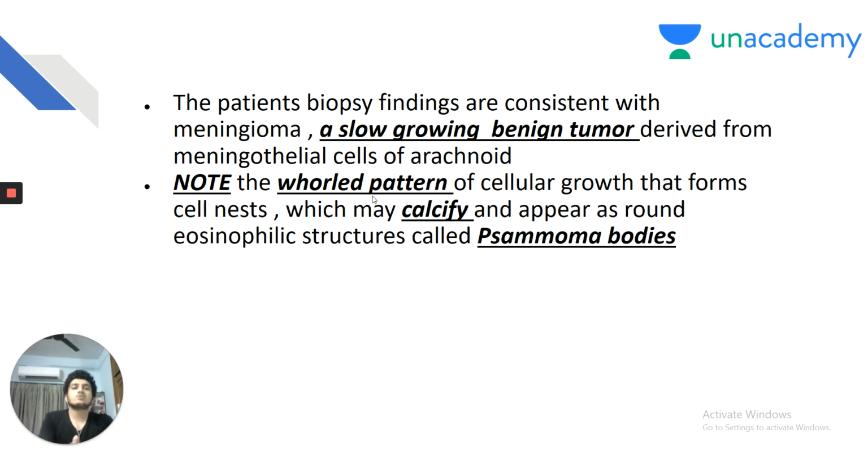So, the patient biopsy findings are consistent with meningioma, a slow-growing benign tumor derived from meningothelial cells of the arachnoid. Note the whorled pattern of the cellular growth that forms cell nests, which may calcify and appear as rounded eosinophilic structures called psammoma bodies.